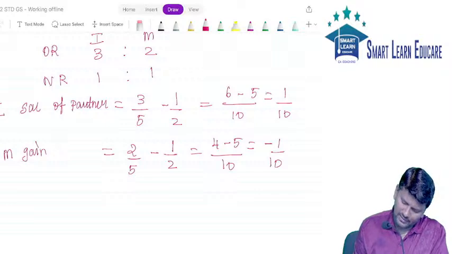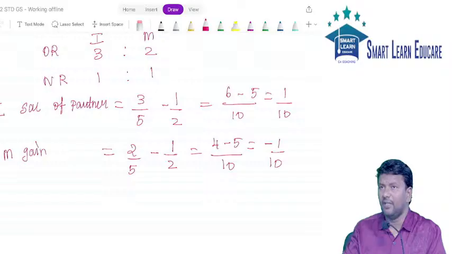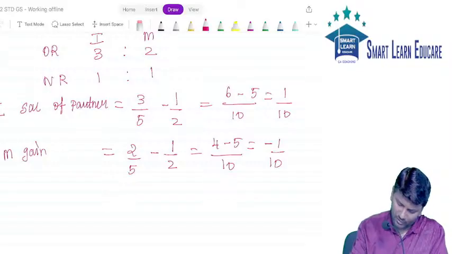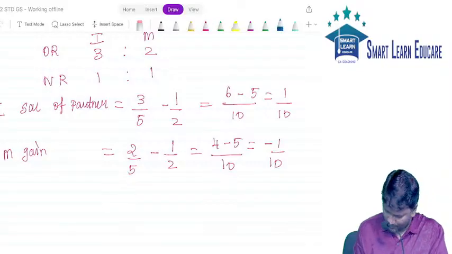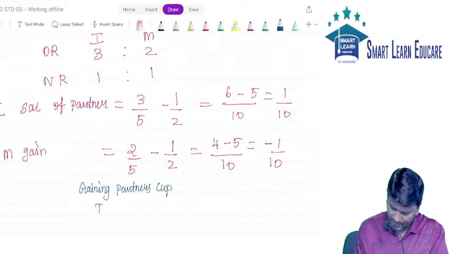When you get an answer in minus, it means that partner is gaining. A gaining partner's capital account should be debited. What is the journal entry under the goodwill memorandum method? Gaining partner's capital account debit.